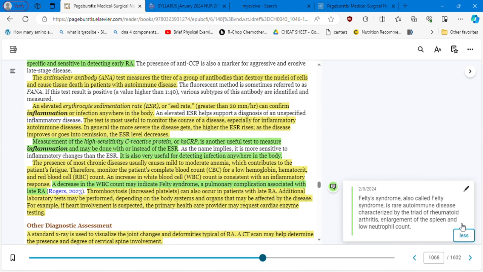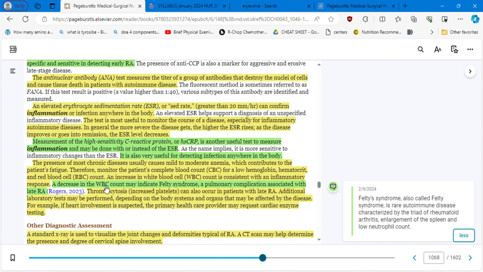Let me extend on this. Felty syndrome is a rare autoimmune disease characterized by a triad of rheumatoid arthritis, enlargement of the spleen, and low neutrophil count. So if I repeat what the book is saying, a decrease in the WBC count, taking into consideration that WBC has many soldiers, right? Your nurses love to monitor.